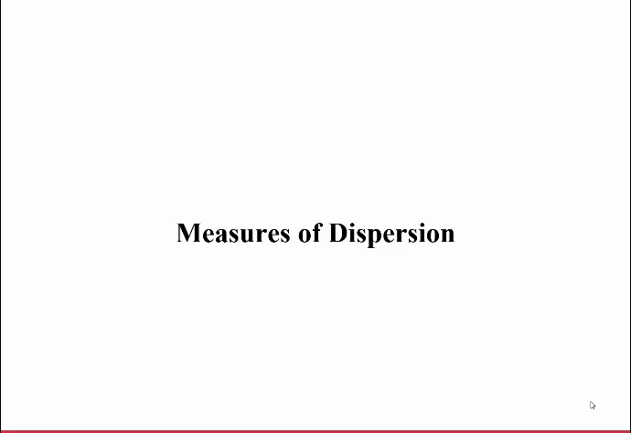Hi, class. In this lecture, we want to continue our study of statistics by moving into what we call measures of dispersion. Measures of central tendency tried to describe what a typical data value looks like. Measures of dispersion attempt to tell us how spread out or how dispersed the values are in a data set.